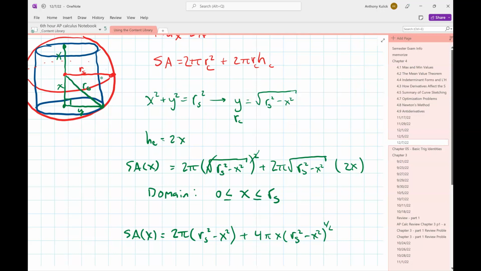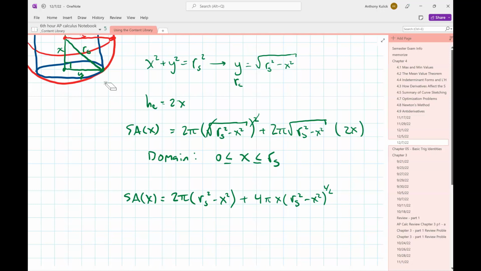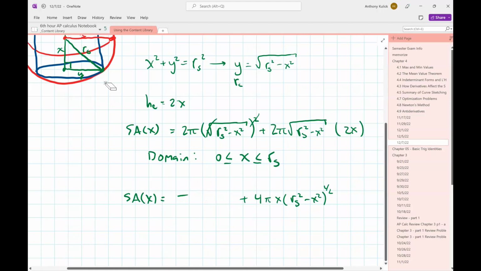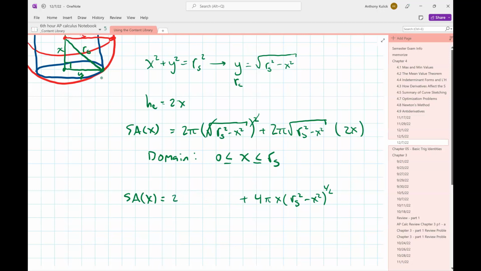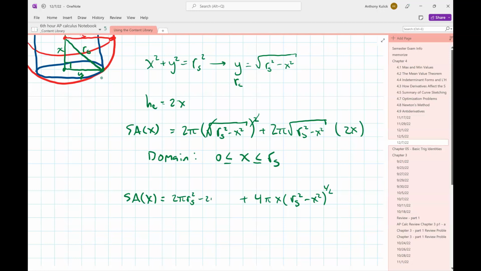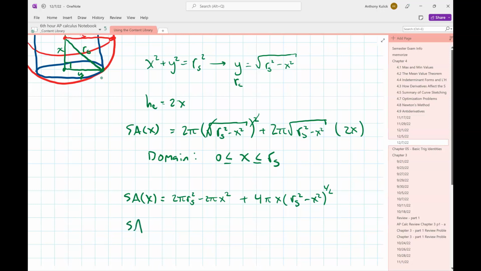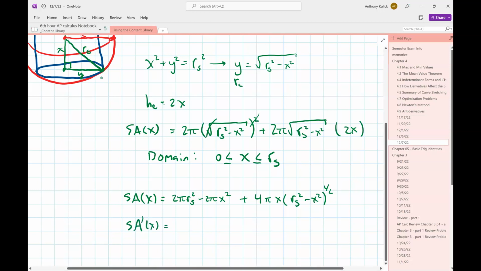So I'll write it like that. And really maybe, let's do this. I'm going to distribute that stuff through, I think. Let's do that. Okay. Now let's take our derivative.